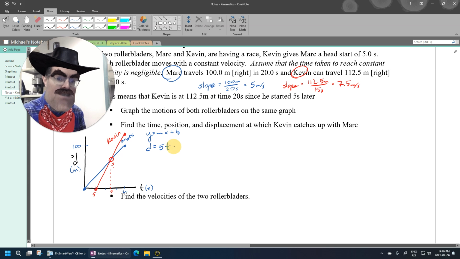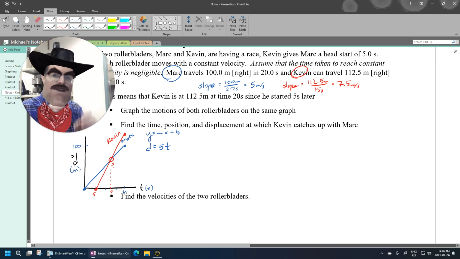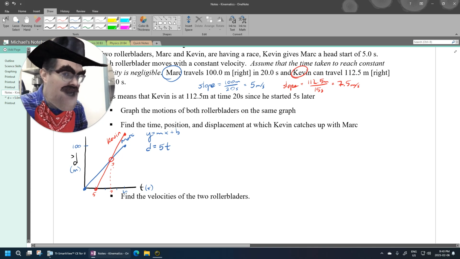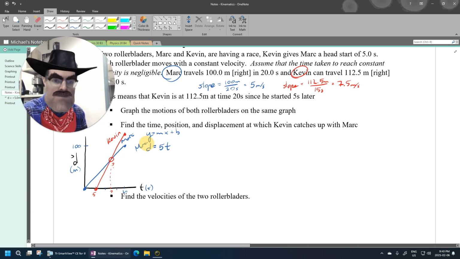So this would be 5t. And my b is my y-intercept. Oh, that's 0. So there you go. You could write plus here if you want, but you don't necessarily have to. Okay, so now that was Mark's equation. I'll just put Mark beside this.